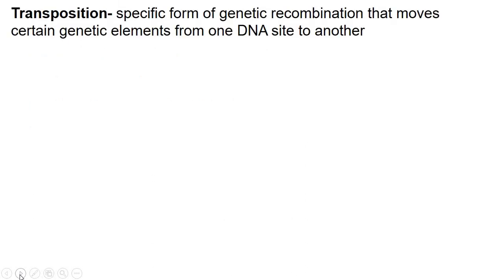Okay. So transposition, what is transposition? Transposition is a specific form of genetic recombination that allows the movement of certain genetic elements from one DNA site to another. These genetic elements that we call transposons or jumping genes can change their positions within a genome, and that change in position can create a mutation, or it can also reverse a mutation if there was a mutation there.